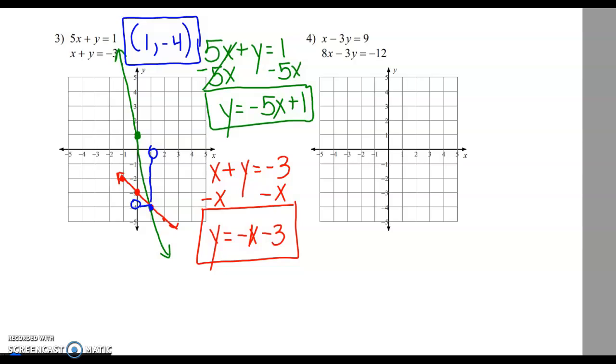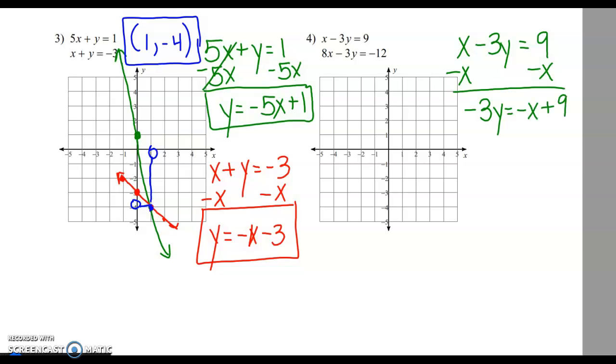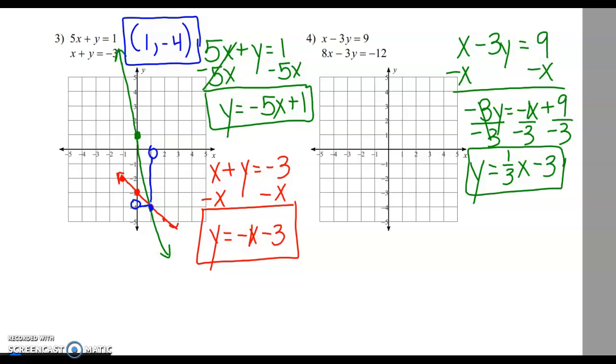Next one, these aren't in slope-intercept form either, so we got to solve them. So we have x minus 3y equals 9. So we'd start to solve for y by subtracting x. So we have -3y equals -x plus 9. To get rid of the multiply by -3, we divide by -3. So we have y equals -1 over -3, which would be positive 1/3 x. 9 over -3 is -3. So the y-intercept is -3.